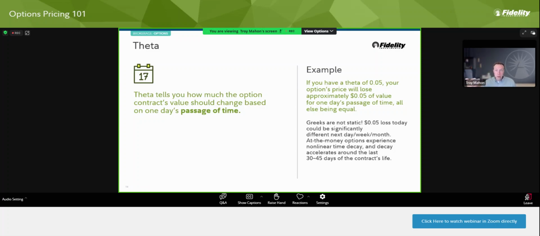If you are short the option, it's working in your favor. If you have theta of 0.05, your option's price, if you were long it, will lose about 5 cents per contract, or about $5 per contract, for every 1 day's passage of time. So again, let's go back and use some practical examples, Jake, just like you did.